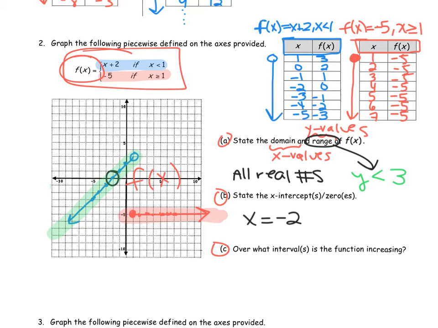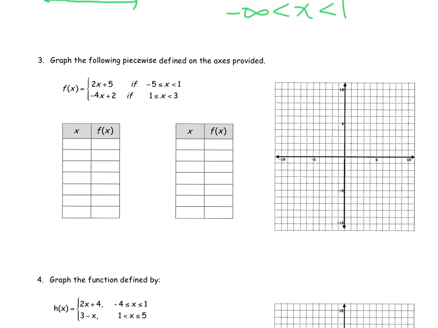So as we travel from -infinity towards +1, that's where my function is increasing, as I go from -infinity all the way to +1. Awesome. Okay, let's continue. Let's just get a little bit more practice in and you guys should be all good to go. So let's take a look at question 3.